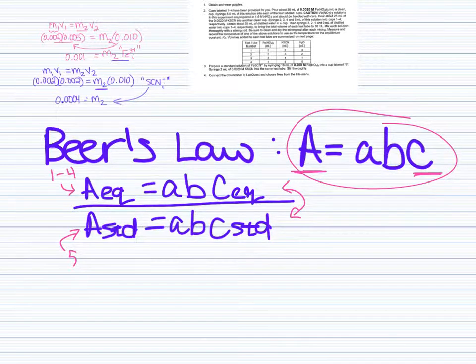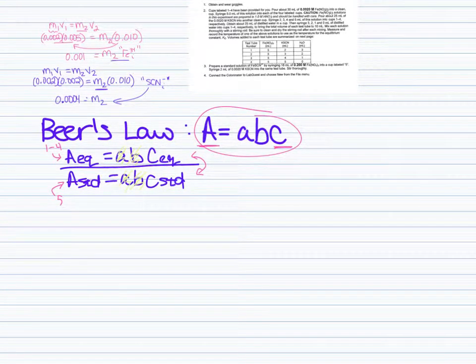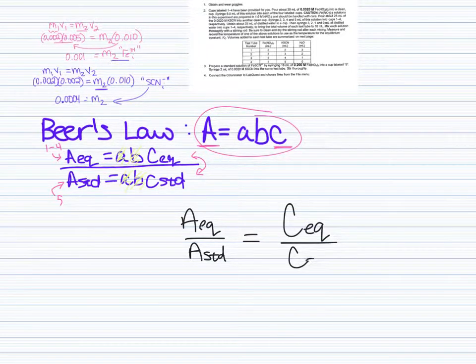Well, these guys are like your constants. We didn't change anything about our colorimeter. We just changed what we put in there. So really, those we're going to eliminate. We're not even going to worry about them. Okay? We're just going to concentrate on this part. If we were to rewrite this and make it a little prettier, you would end up with A_eq over A_standard, so cups 1 through 4 over cup 5, what you got from the colorimeter, equal to your concentration at equilibrium over concentration of standard.